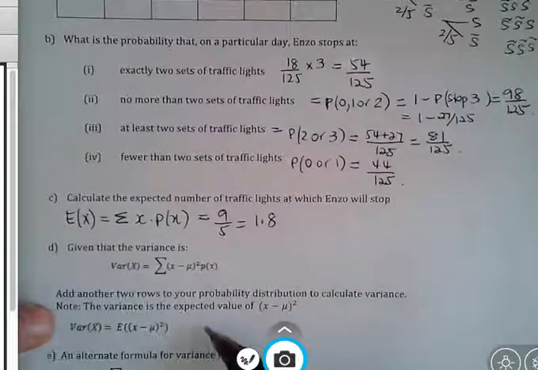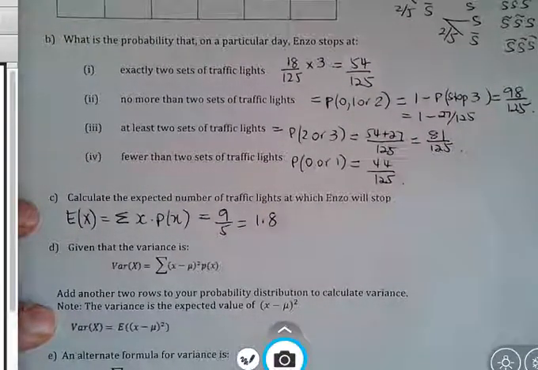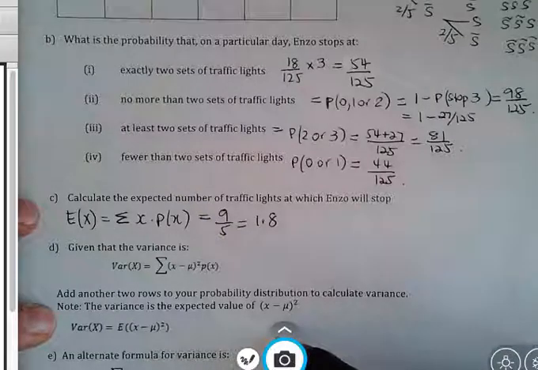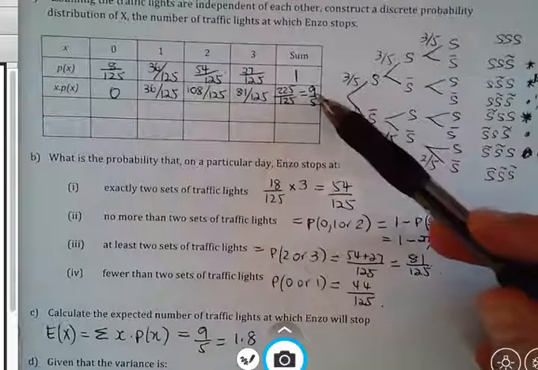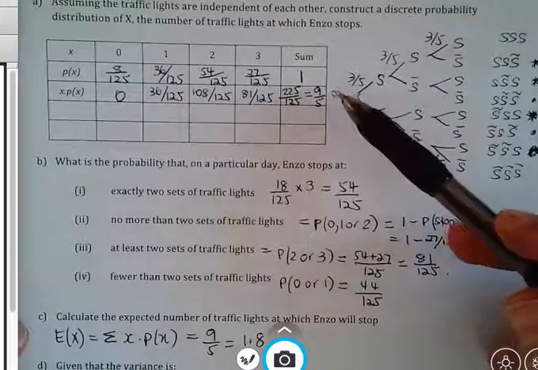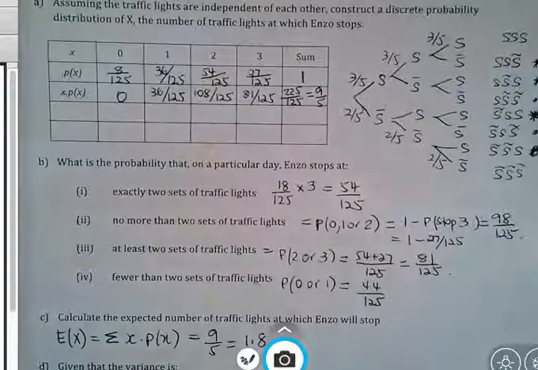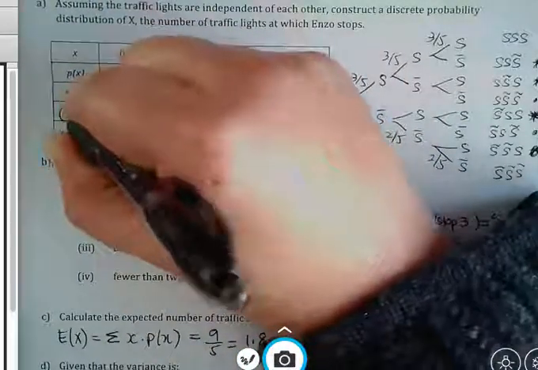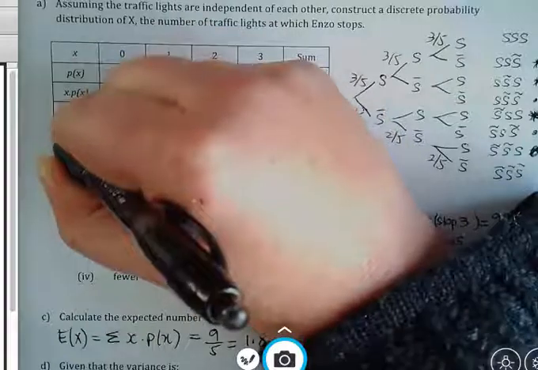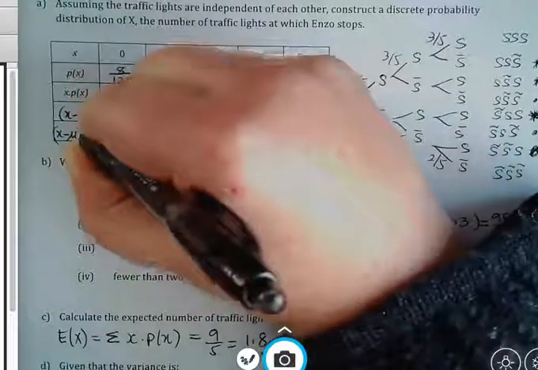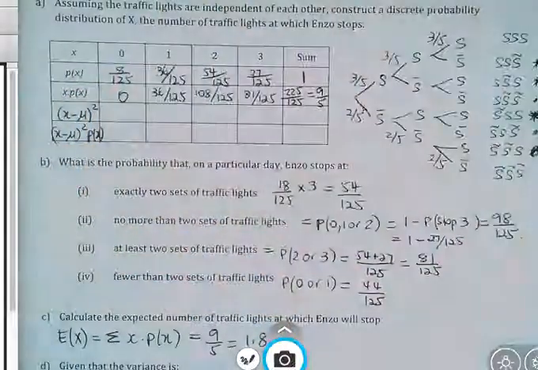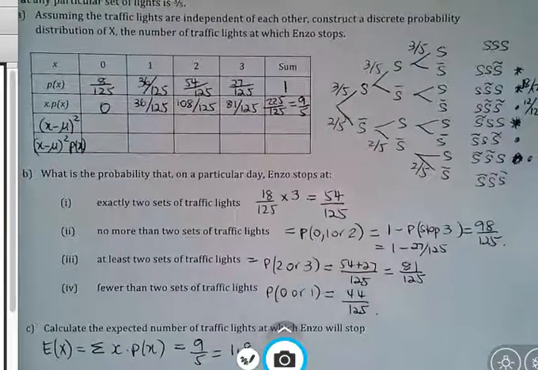Remember, the results won't be very nice for this method because the mean, or the expected value, is not a whole number. So you won't be able to do them in your head. You're going to have to use your calculator. That's asking for the x minus mu squared and the x minus mu squared times the probability of x. I'll give you a few minutes to do that.